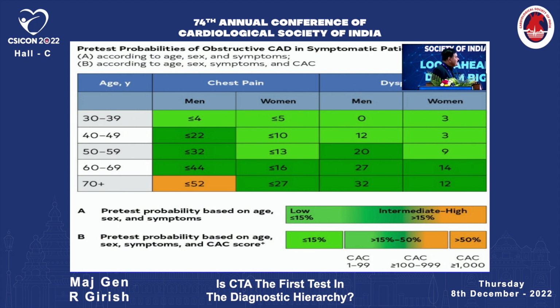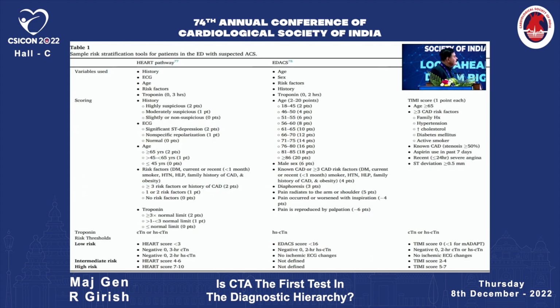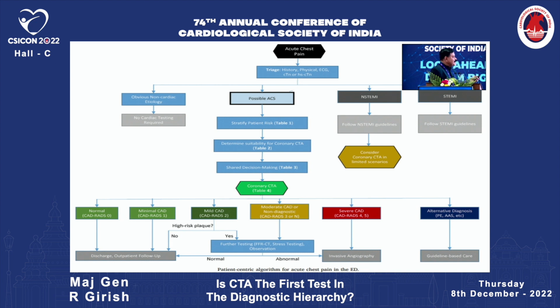Pretest probabilities can be estimated by different models. This is one which shows a model based on age, gender, symptoms, and calcium score. And there are other tools like HEART Pathway, ADAPT, and others. This is an acute chest pain pathway wherein the patients are triaged into STEMI, non-STEMI, possible ACS, and non-cardiac etiology. It is this possible ACS group in whom CCTA is useful. After doing the CCTA, the lesions are classified based on the RADS score, which has been described by the Society of Cardiovascular CT, and thereafter management strategies are instituted.